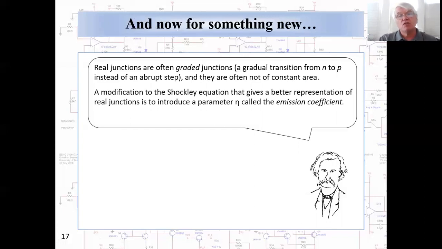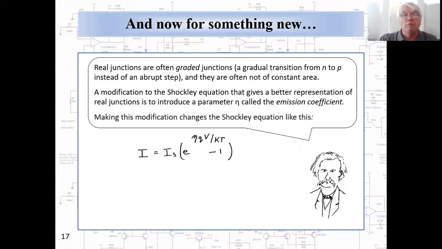A modification to the Shockley equation that gives a better representation of real junctions is to introduce a parameter eta, which is known as the emission coefficient. Modifying the Shockley diode equation with the emission coefficient makes this: I is I sub S times e to the eta QV over KT, minus 1.